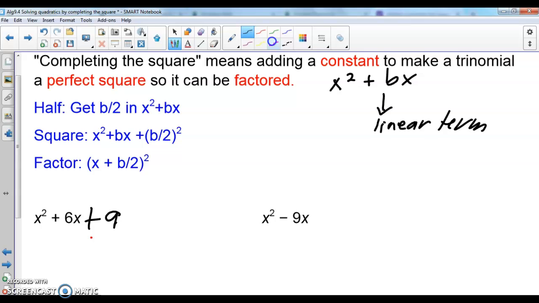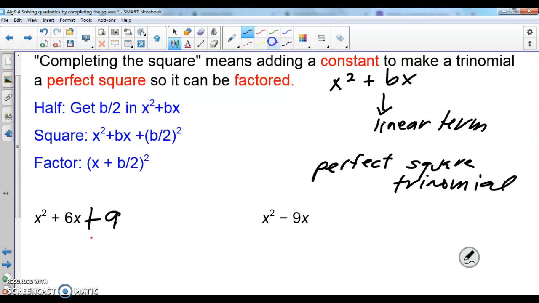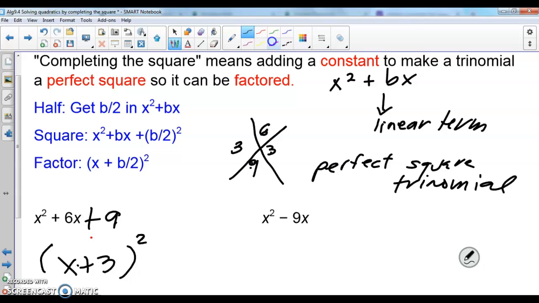The reason why we added 9 is because we want to create a perfect square trinomial. So let me write it down here. We want to create a perfect square trinomial. Now, what is a perfect square trinomial? A perfect square trinomial is something that we can factor by using the x method. If we look at the x method here, the top number is 9, while the sum is 6. So what two numbers multiply to 9 but add to 6? It's going to be 3. 3 times 3 is 9, and 3 plus 3 is 6.